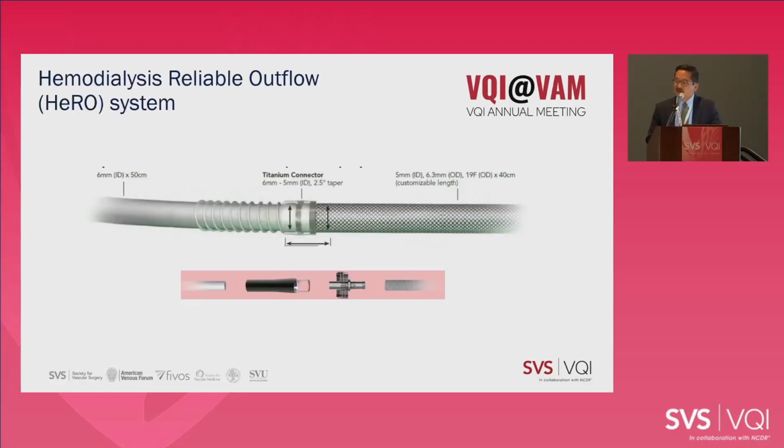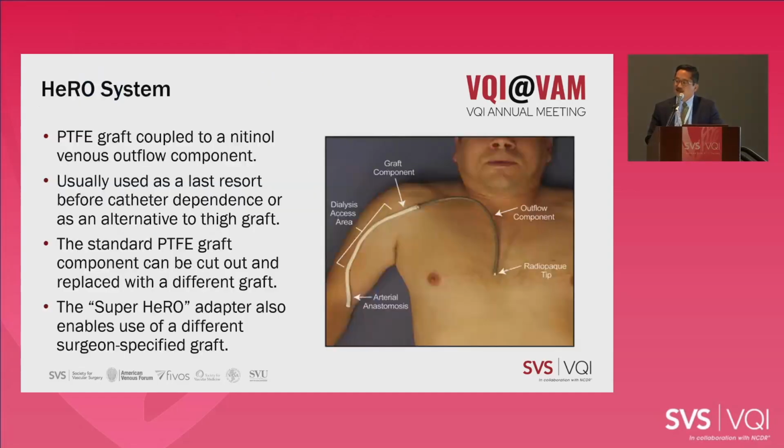This is the HERO system I just spoke about earlier. This is a combination catheter and graft system, which gets around that blockage deep inside the chest. In this, there's a PTFE graft that's coupled to a nitinol venous outflow component, which goes into the chest, as you can see there. This is usually used as a last resort before catheter dependence or as an alternative to a thigh graft. If anybody's here Friday morning, we're presenting some of our own data regarding use of the HERO.